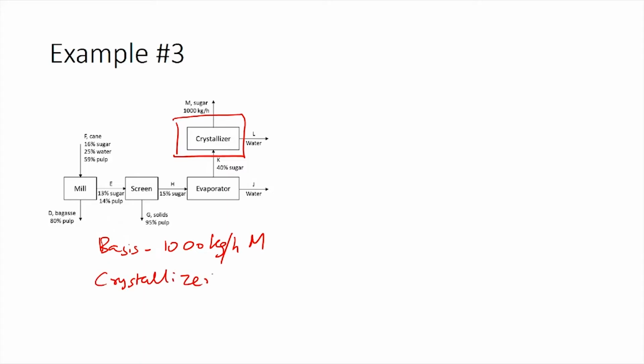We need to now write the total balance and the component balances for the crystallizer. The total balance would be input equals output, assuming that the process is at steady state, and because it is a non-reactive process, generation and consumption terms go to 0, leaving you input equals output. So, the total balance will then be written as K equals L plus M. We know the value for M, we do not know the value for K and L. Now, let us write a component balance.